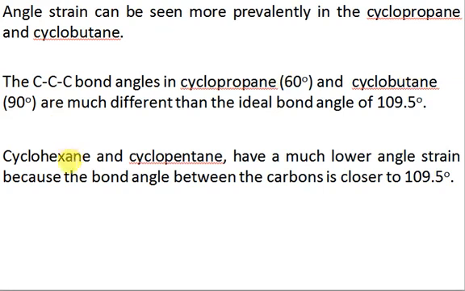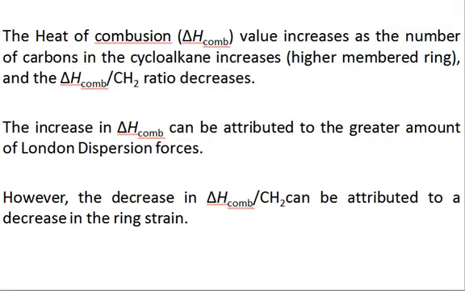In case of cyclohexane and cycloheptane, they have much lower bond angle strains because the angles between the carbons are much closer to 109.5. In case of cyclopentane, the bond angle is 108 degrees, just a difference of 1.5 degrees. Since this is a very small angle difference, we say that these cycloalkanes are strain free. If a system is strain free, it means it is stable and less reactive. So cyclopropane and cyclobutane are highly unstable because of this angle strain. Now we have heat of combustion.